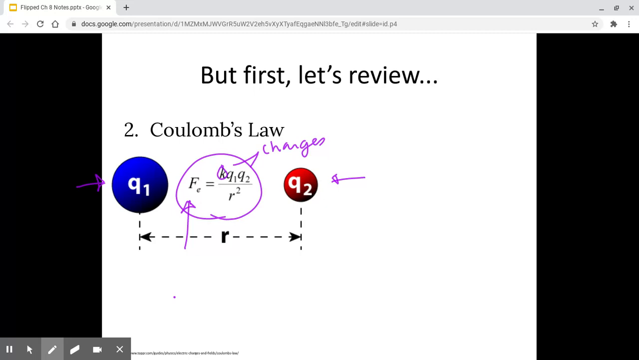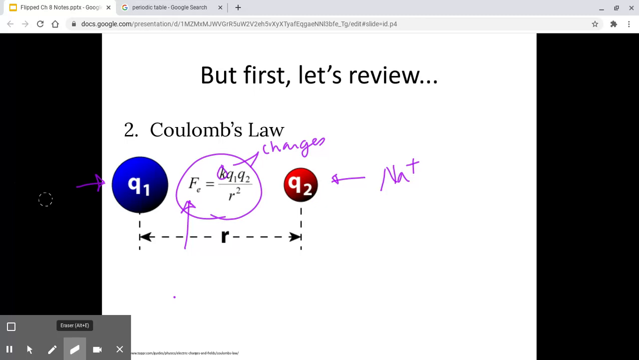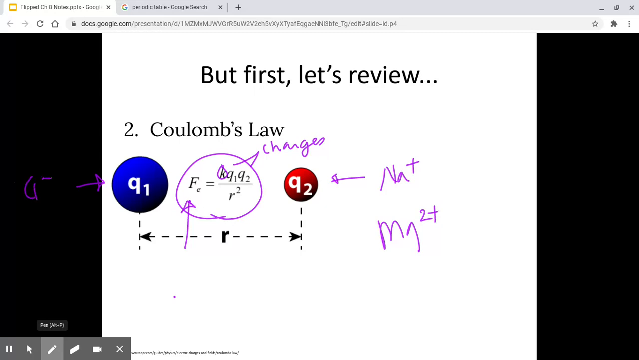So the charge size makes a difference. And we can see this if we look at something like sodium versus magnesium. Sodium is an Na+, and magnesium is an Mg2+. So there's a difference in charges here. Sodium's a 1+, magnesium's a 2+. If we're comparing their attraction to chlorine, which is Cl-, I can ask you which one would probably have the stronger bond.